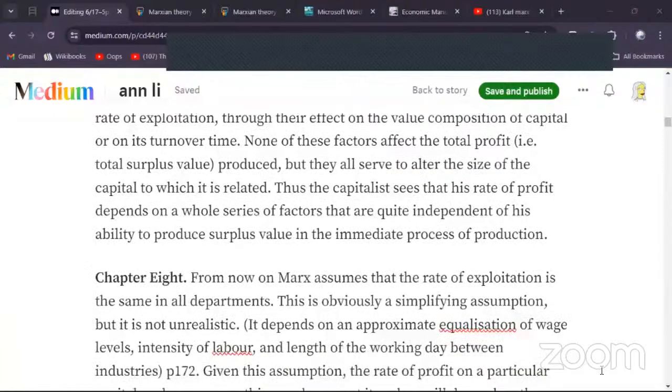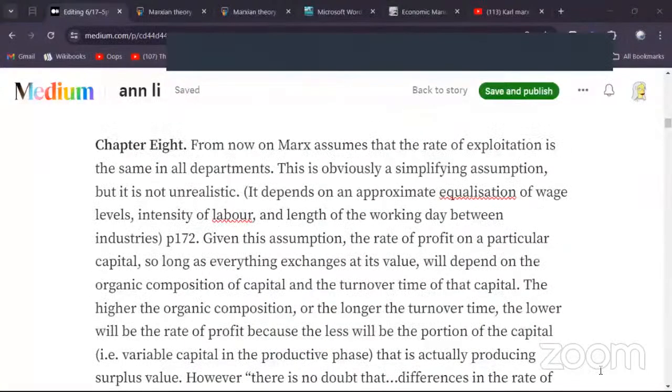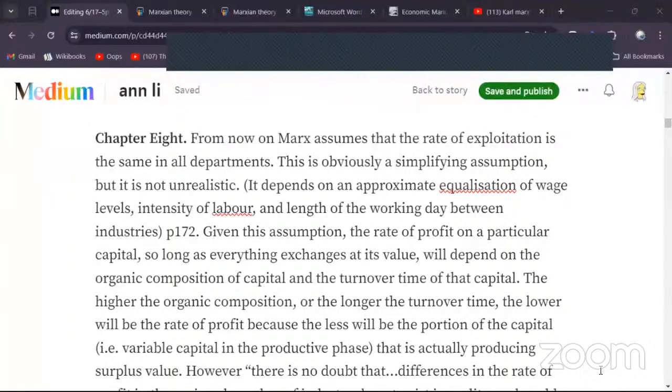Chapter 8: you see, we've already moved quite far along. From now on, Marx assumes that the rate of exploitation is the same in all departments. Note that Marx is trying to make it easy for himself to do the basic math that will hopefully make it understandable to people looking at the front end. This is obviously a simplifying assumption. It's not realistic. This is where even capitalist or orthodox economics is problematic, because you always have to hold certain things constant in order to get the idea, particularly if you're teaching it.